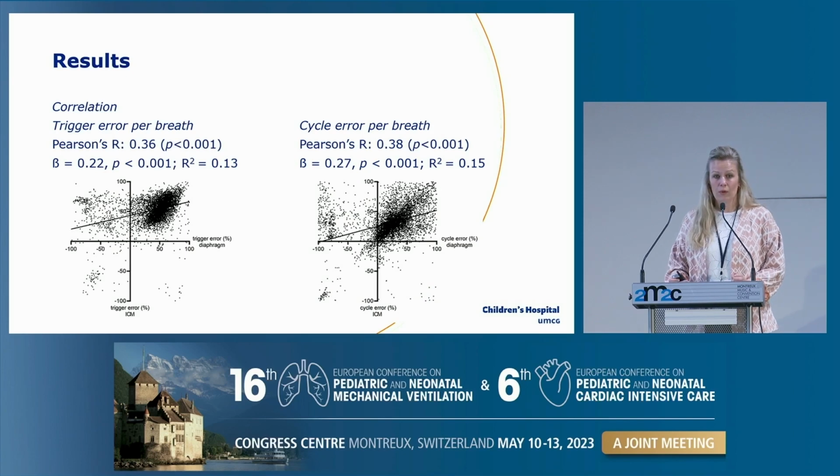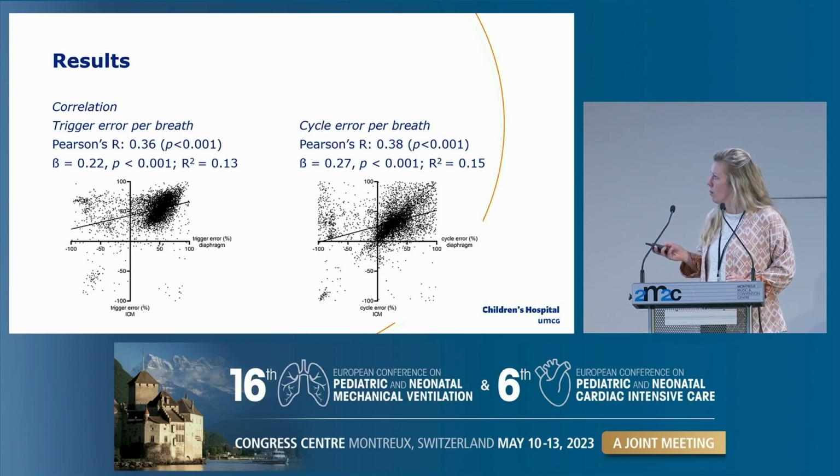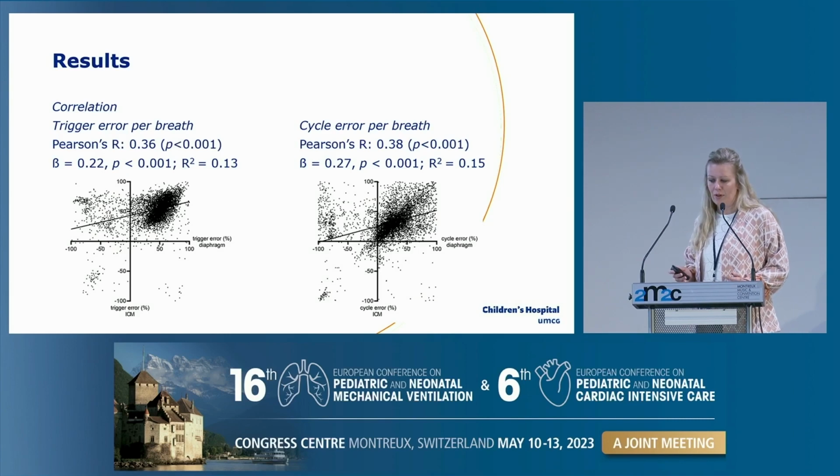When we take a look at the breath-by-breath analysis, we saw a poor correlation between both muscles, for the trigger error and for the cycle error. And we expected that most of the breaths were in the upper right quarter or the lower left quarter, but there were a lot of breaths in the upper left quarters for both the trigger error and the cycle error. So these breaths were characterized by a negative error for the diaphragm and a positive error for the intercostal muscles.